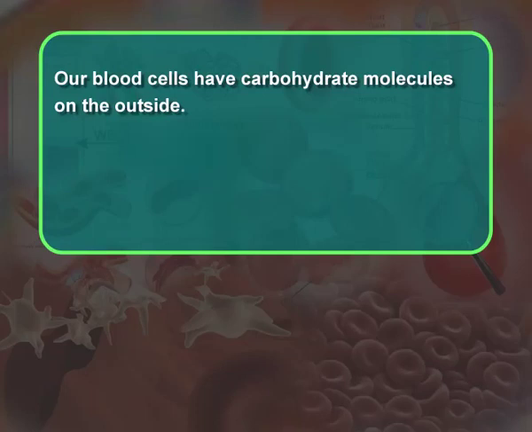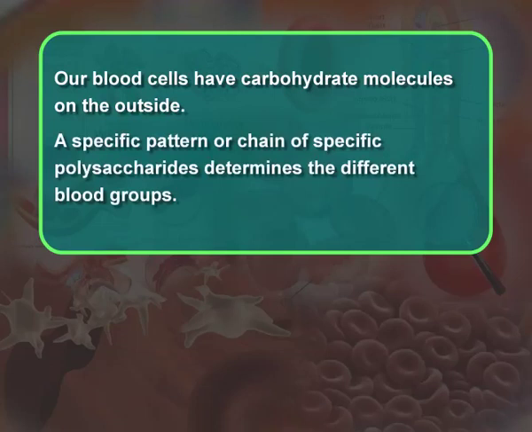So, now you know that a whole lot of reactions takes place when you get even a small cut or injury. We shall now move on to discuss the various blood groups that we all have. Can you now tell me what exactly is meant by blood groups? Friends, blood cells have carbohydrate molecules on the outside. A specific pattern or chain of specific polysaccharides determines the different blood groups.